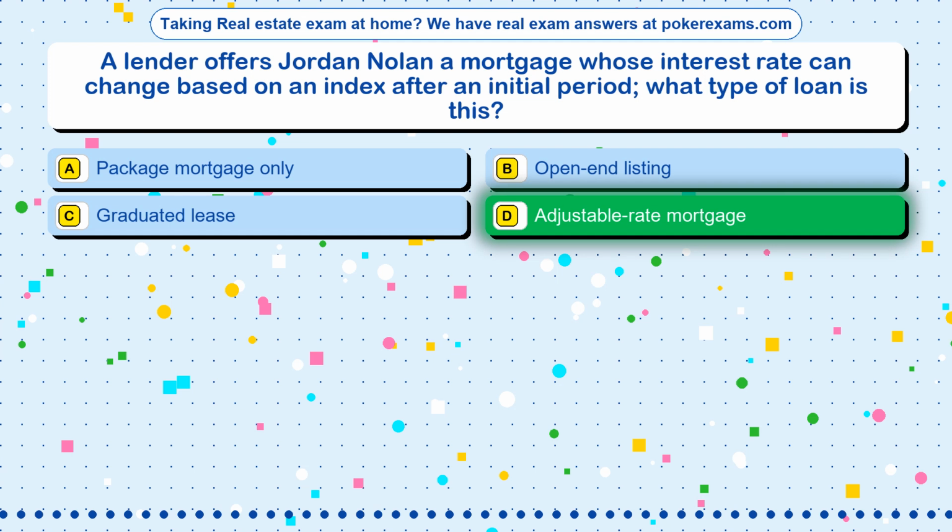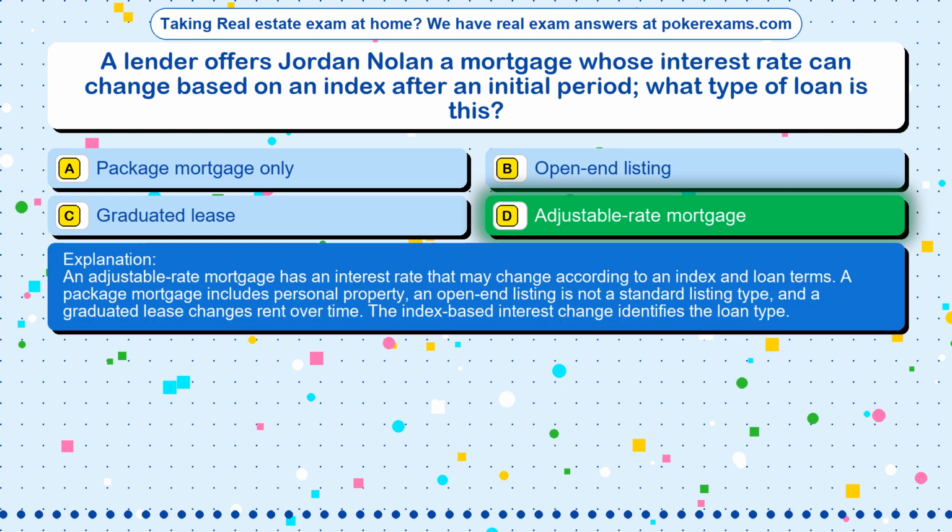The correct answer is option D, adjustable rate mortgage. An adjustable rate mortgage has an interest rate that may change according to an index and loan terms. A package mortgage includes personal property, an open-end listing is not a standard listing type, and a graduated lease changes rent over time. The index-based interest change identifies the loan type.